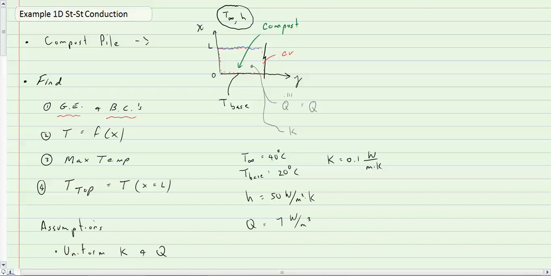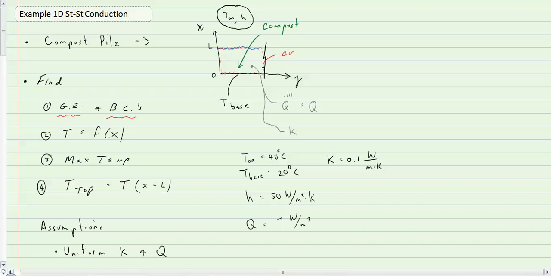Hi everyone. This is a one-dimensional steady-state conduction problem involving compost. In the problem, we're given the height of the compost. We're going to measure that in the x direction. The length is in the y direction. So just be aware of that coordinate change.